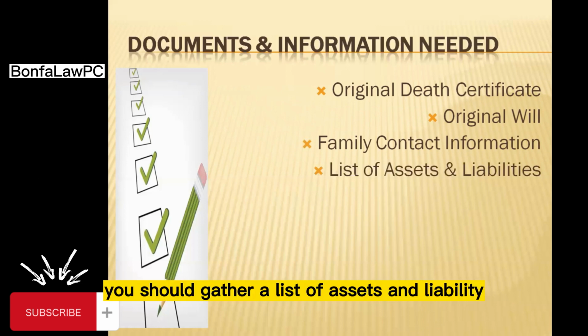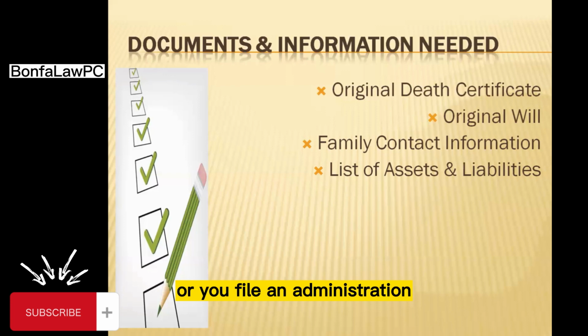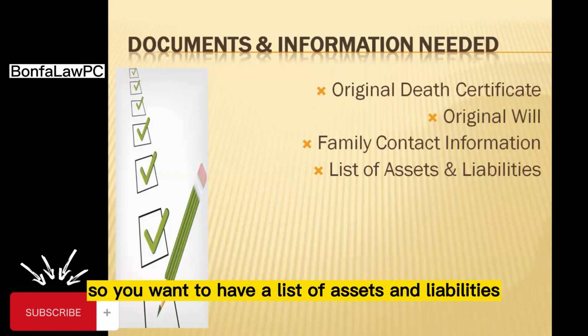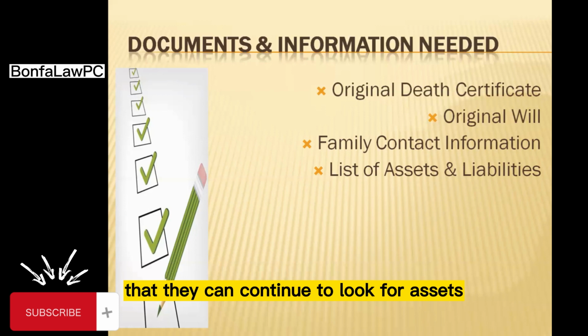You should gather a list of assets and liabilities. So regardless of whether you file as a probate or you file an administration, the fee that you have to pay is based on how large the estate is. If it's under 50,000, it's a small estate. It's going to cost you $1. If it's over 50,000, there's a sliding scale, and the maximum is at 500,000 and above, which currently is about $12,500. So you want to have a list of assets and liabilities, at least an initial list in your initial filing, and then once someone gets appointed, they can continue to look for assets.